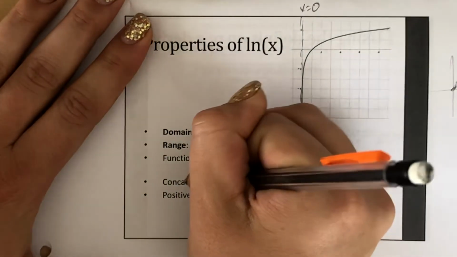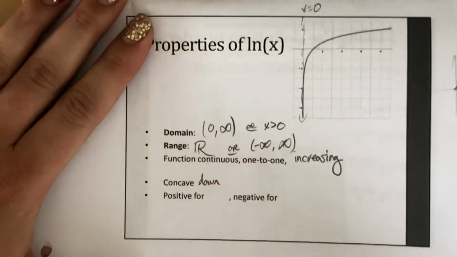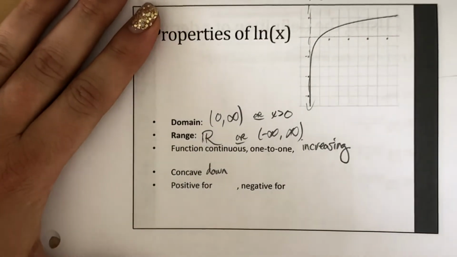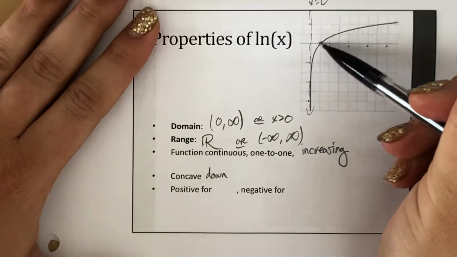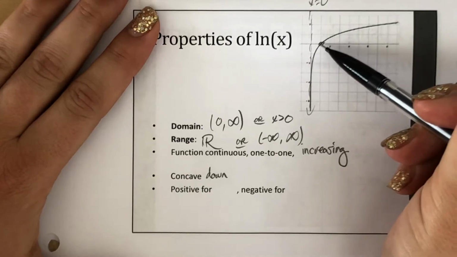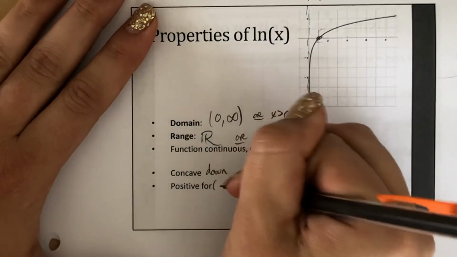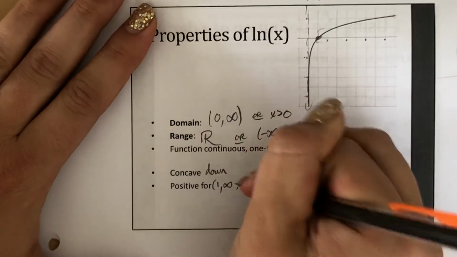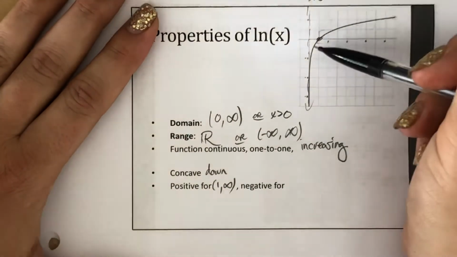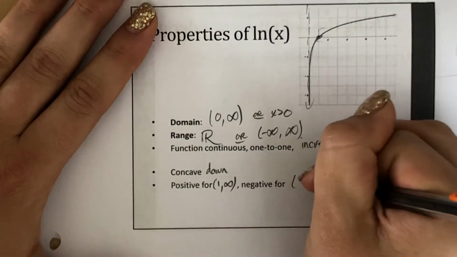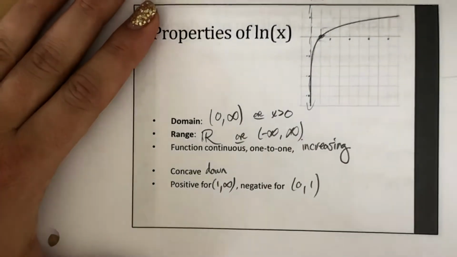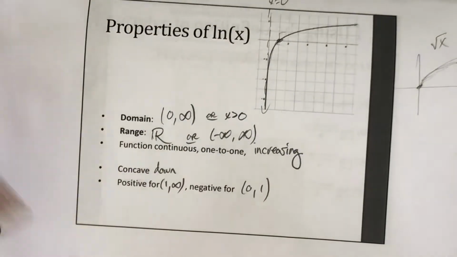So it is concave down for the whole time. And it is positive starting from here. So from 1 until infinity, it's positive. So from 1, not including, to infinity. And it's negative for this bit. So like 0 to 1. Okay, so that's to familiarize ourselves with the graph.